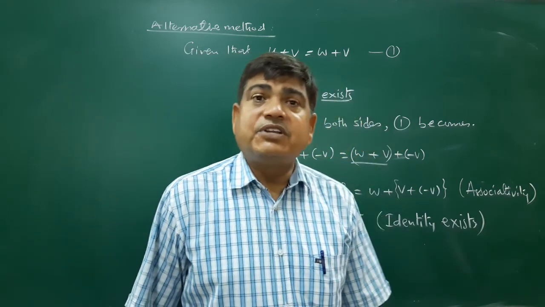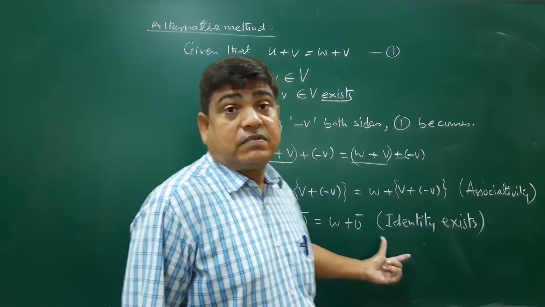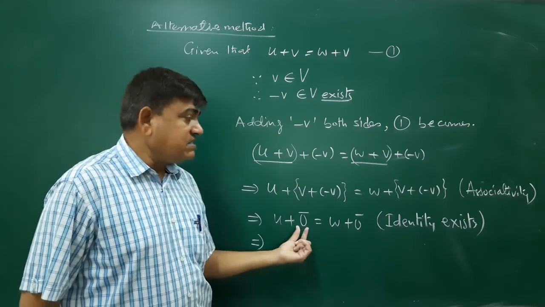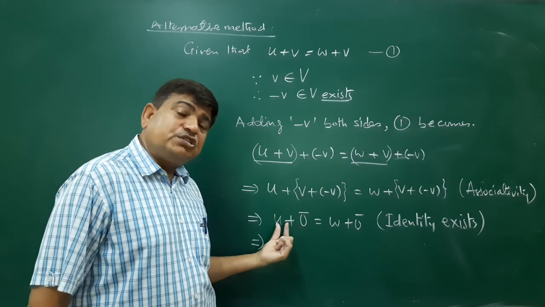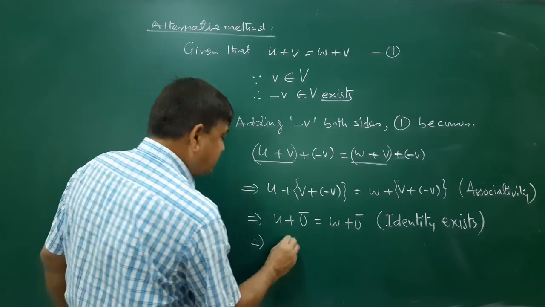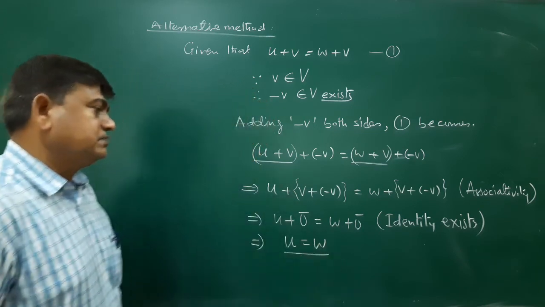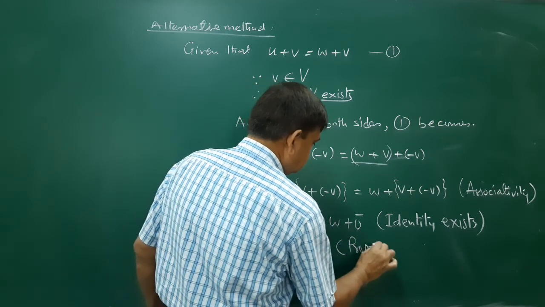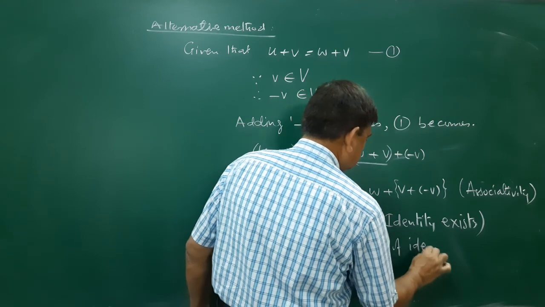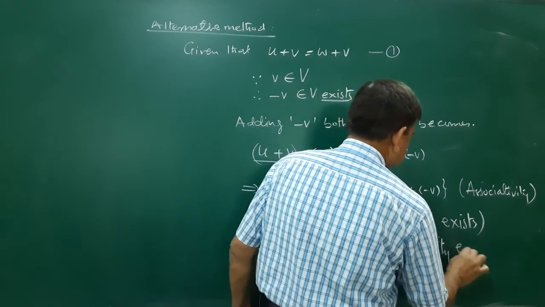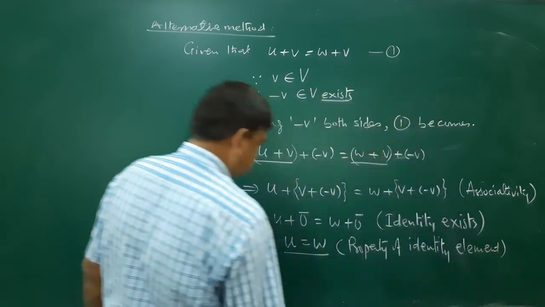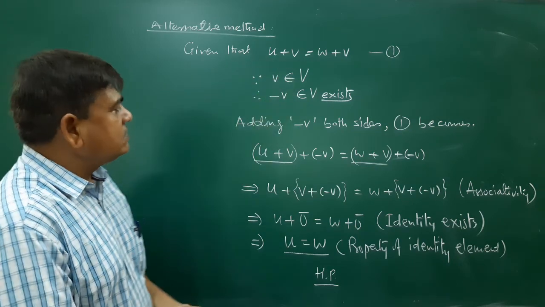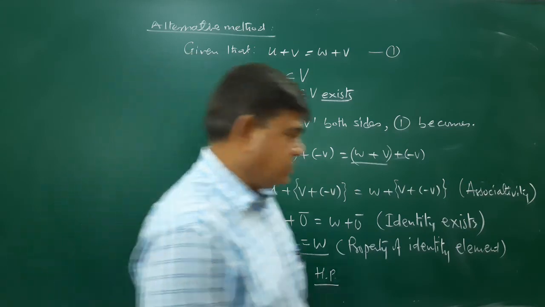When you do the question in the examination, you must write the proper reason. Why are people writing like this? So it is this one. Then this is the identity element. So when the identity element is added to any element, the answer is the element itself. It is U equals W. So this is the alternative way. You can begin with the given, then you can write this particular solution. Okay.